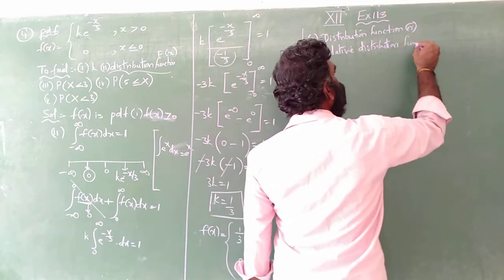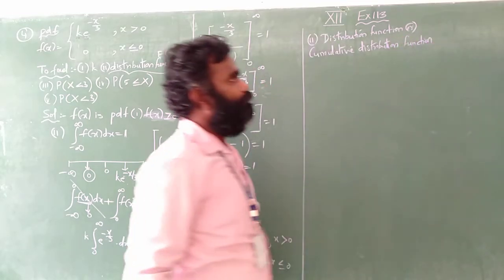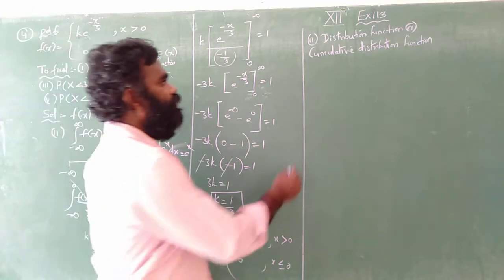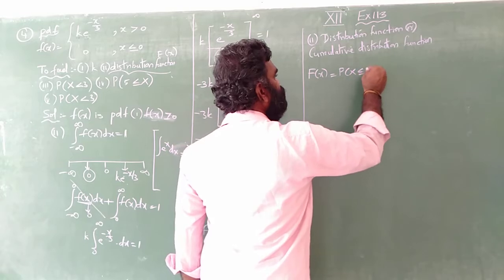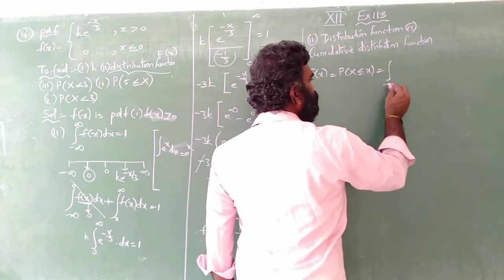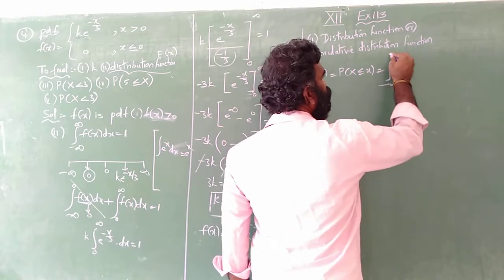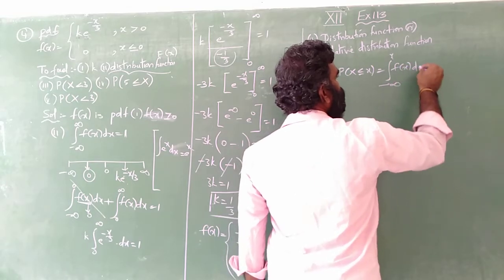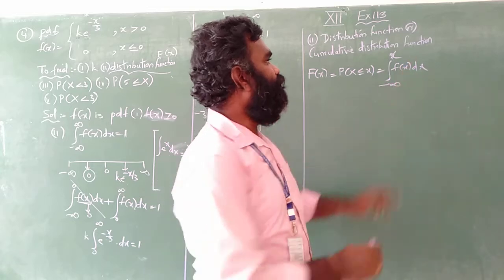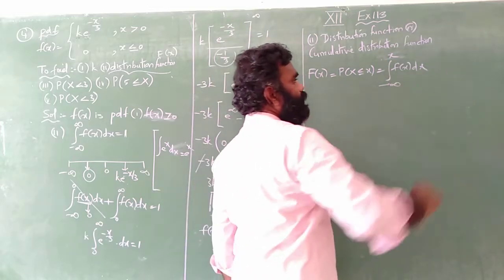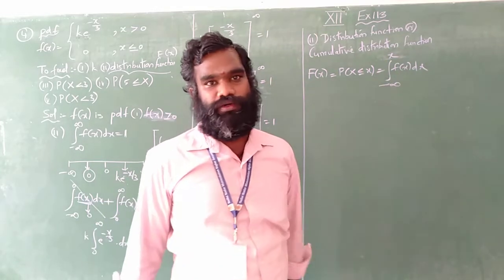Cumulative distribution function, both are the same, nothing but capital F of x. We have a formula: capital F of x is equal to P of X less than or equal to x, which is the integral from minus infinity to x of f of x into dx.